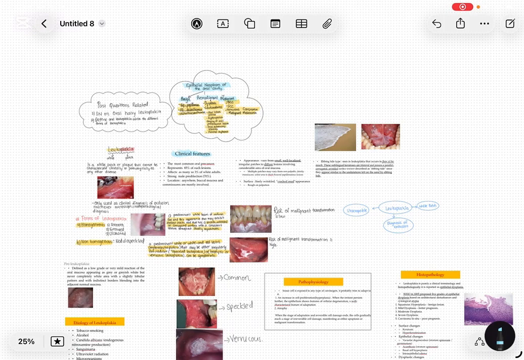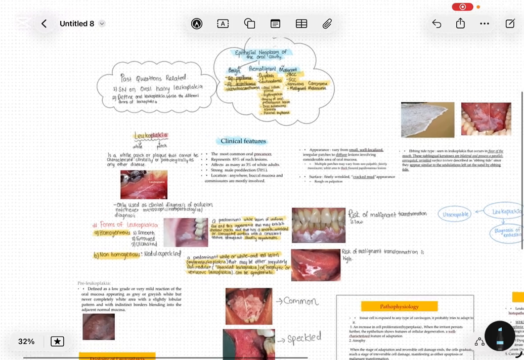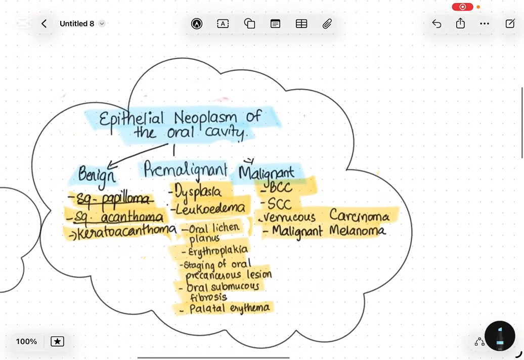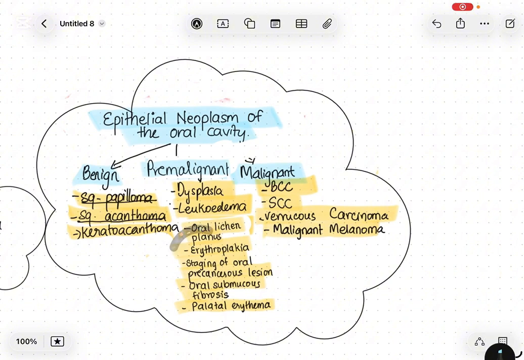Let's study leukoplakia, as I said in the last video. What I missed in the last video was the classification of the epithelial neoplasms of the oral cavity. They are classified as benign, pre-malignant and malignant. In benign we have squamous papilloma, squamous acanthoma and keratoacanthoma. In pre-malignant we have dysplasia, leukoedema, oral lichen planus, erythroplakia, staging of oral precancerous lesion, oral submucous fibrosis and palatal erythema. Whereas in malignant we have basal cell carcinoma, squamous cell carcinoma, verrucous carcinoma and malignant melanoma.